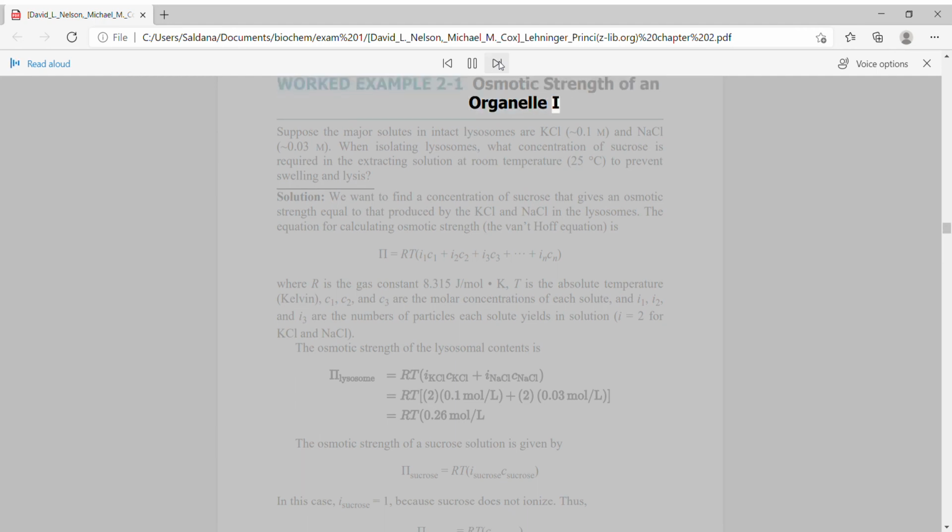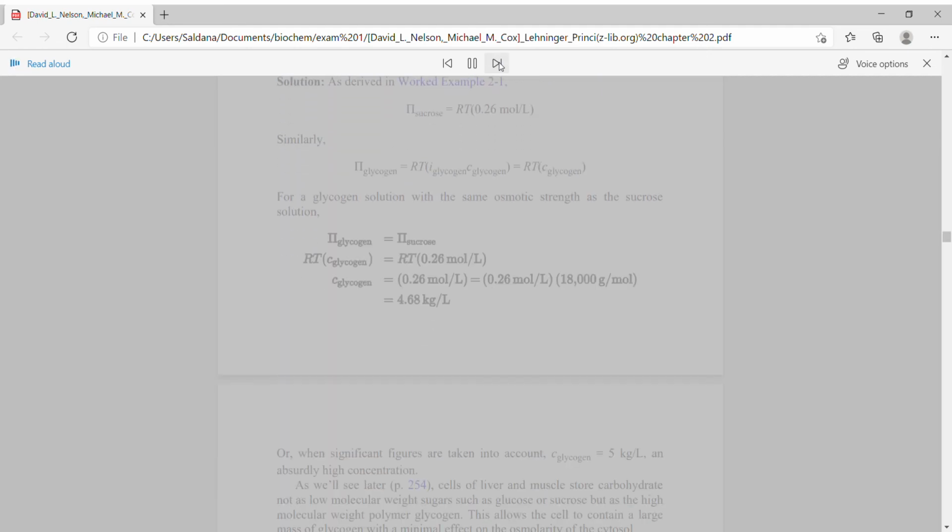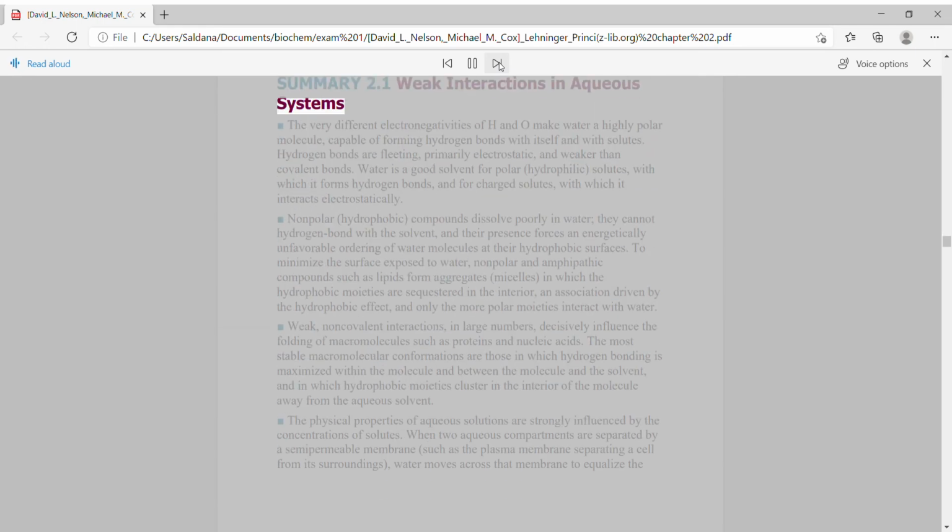Osmolarity of an organelle. Suppose we want to calculate the osmotic pressure, where π = RT and R is the gas constant, for a sucrose solution. Similarly for glycogen, for comparison.